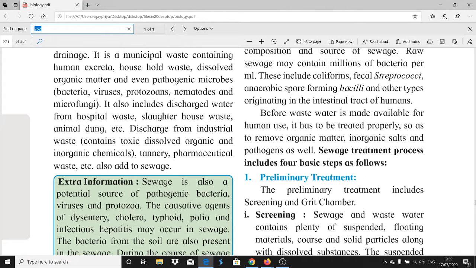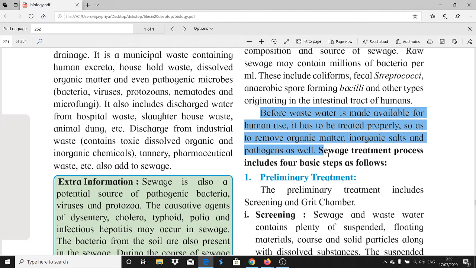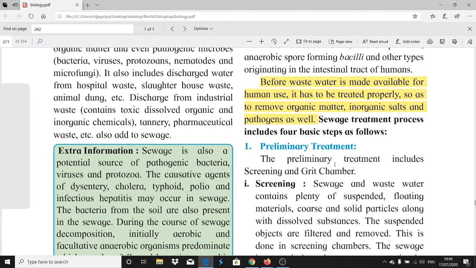Before the wastewater is made available for human use, it has to be treated properly so as to remove organic matter, inorganic salts and pathogens as well. Not only inorganic and organic matter, there are a number of pathogens present in the sewage. So the water made available for human use should be well treated before use. The sewage treatment process includes four basic steps, and these are the steps.